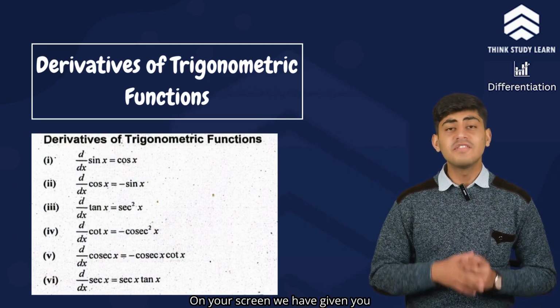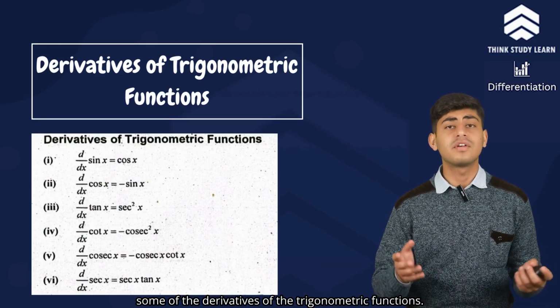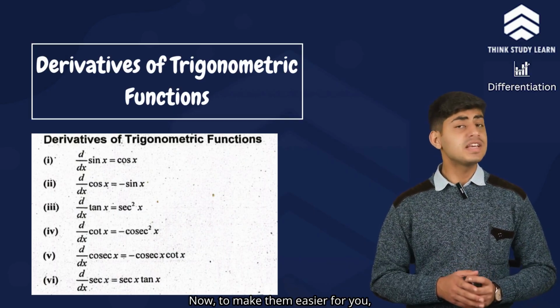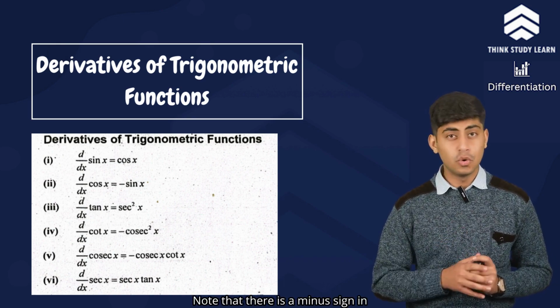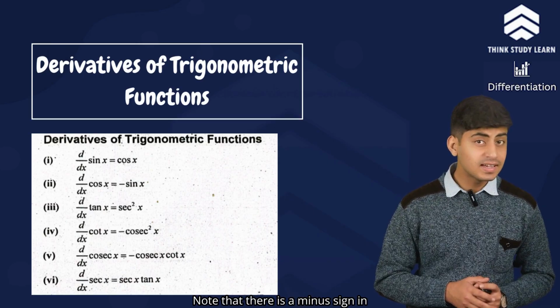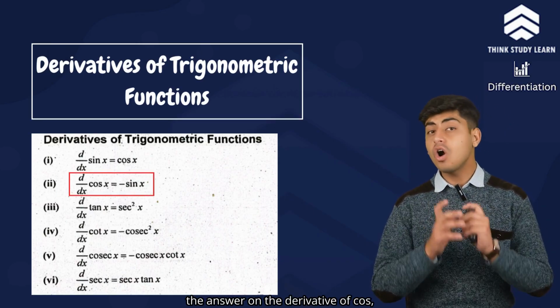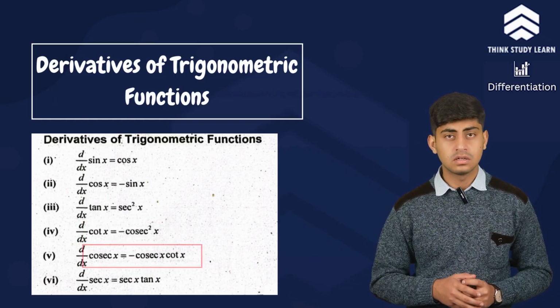On your screen, we have given you some of the derivatives of the trigonometric functions. Now, to make them easier for you, we have a trick. Note that there is a minus sign in the answer on the derivative of cos, cot, and cosecant.